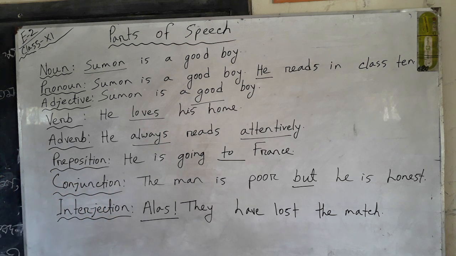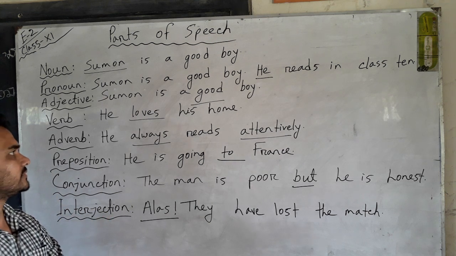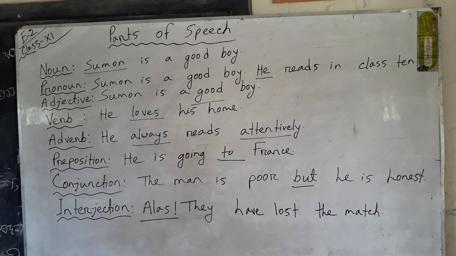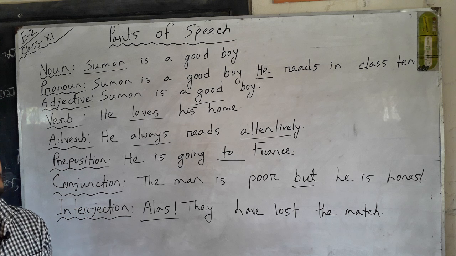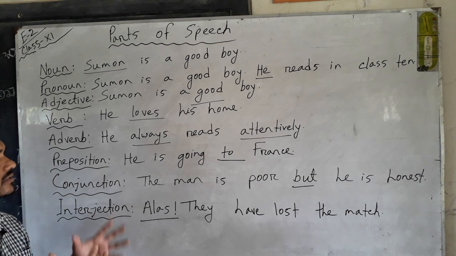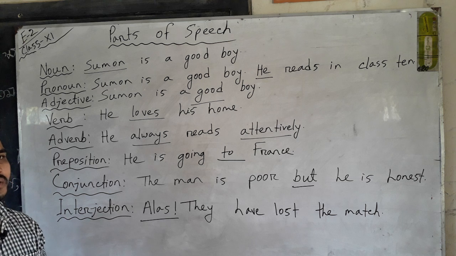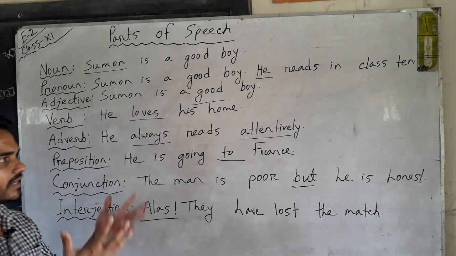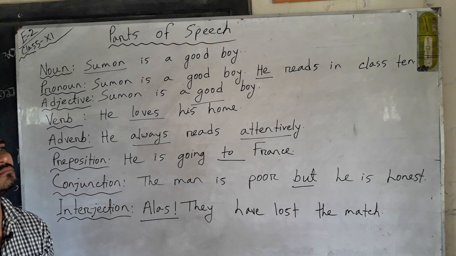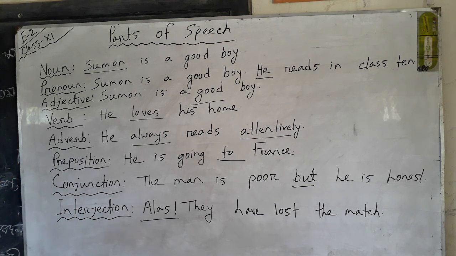Here in my example, I used two adverbs. He always reads attentively. Here the words always and attentively are adverbs. Here always is an answer of when, and attentively is an answer of how. So these words are adverbs.